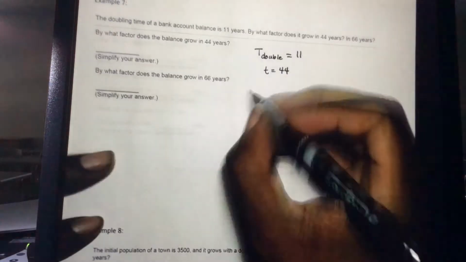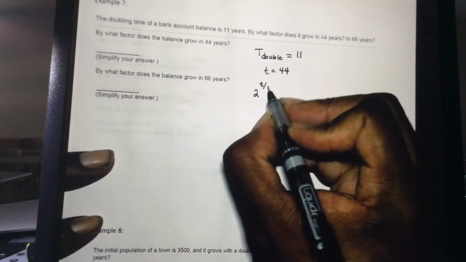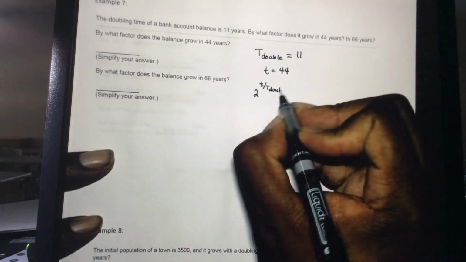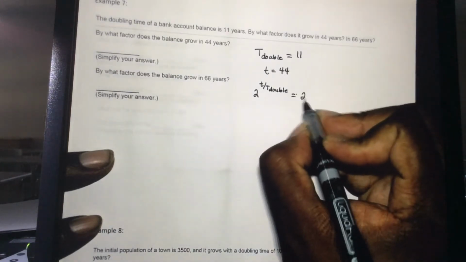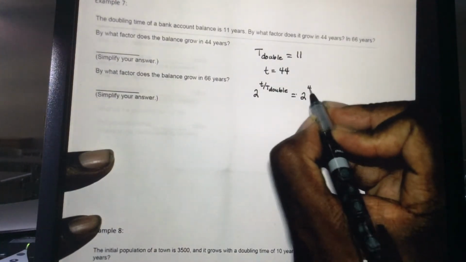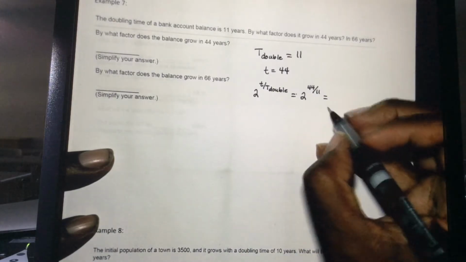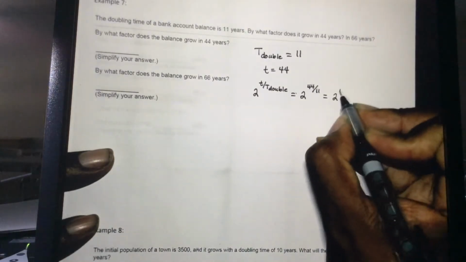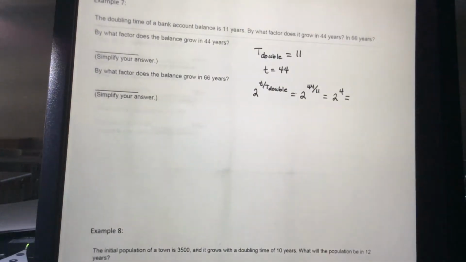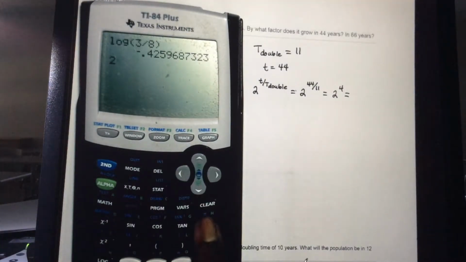Okay, so now you're going to have 2 to the lowercase t divided by t sub double. That will be 2 raised to the lowercase t is 44 divided by t sub double, that's 11. Take 44, divide that by 11, you're going to get 4. So it'll be 2 to the 4th. And on the calculator, you can do this by doing 2, hit the hat key for your exponent, and then 4, and then hit enter.